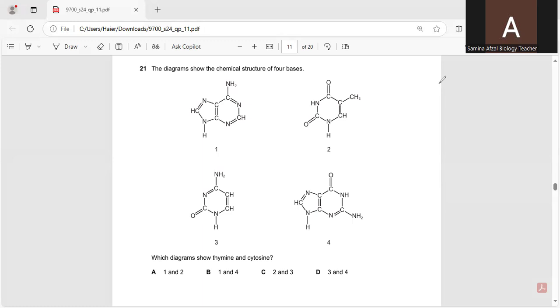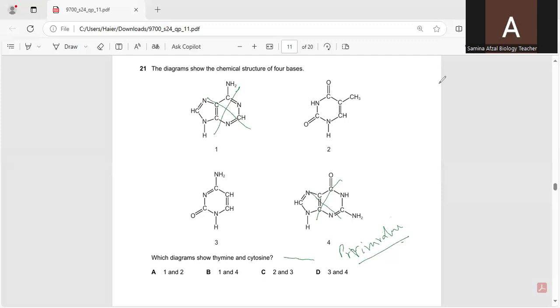And you know, thymine and cytosine are the pyrimidines. The pyrimidines consist of a single ring, so double rings are cancelled. That is, 1 and 4 have double rings, so they cannot be the thymine and cytosine. So here you can see which one is the cytosine and which one is the thymine.